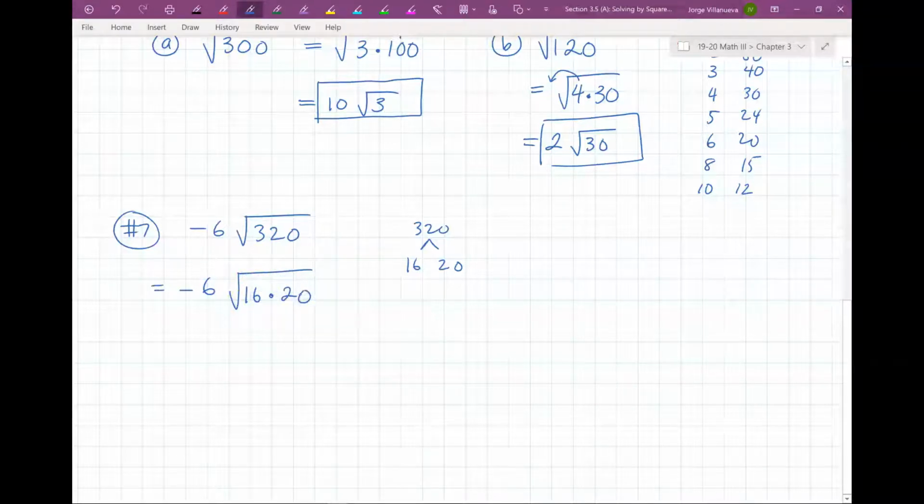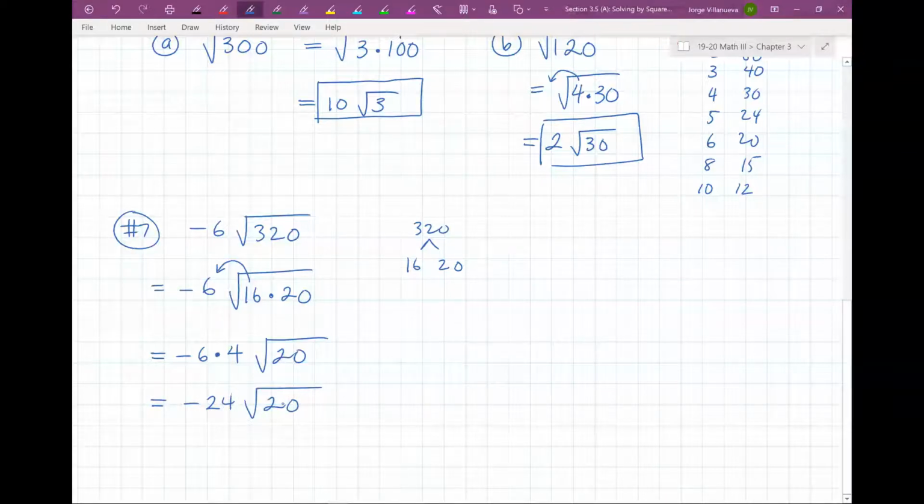Now 16 has a nice square root, right? That's a 4. So that's going to go out. Okay, so this is going to give me negative 6 times 4 square root of 20. I know I'm taking my time with this. I don't want to lose anybody here. So negative 6 times 4 is negative 24 square root of 20.